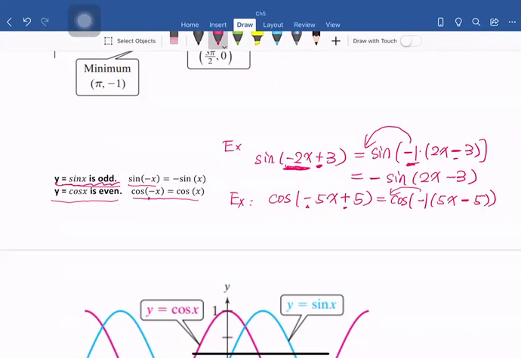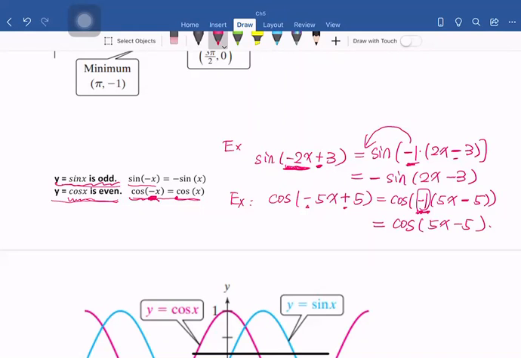But remember, cosine x is even. When I want to pull out the negative sign, I shouldn't say that pull out the negative sign. That means cosine of -x equals cosine x. So this one equals cosine without the -1. So we don't need to pull out. We just make it equal the value without the -1. That's cosine of (5x minus 5).